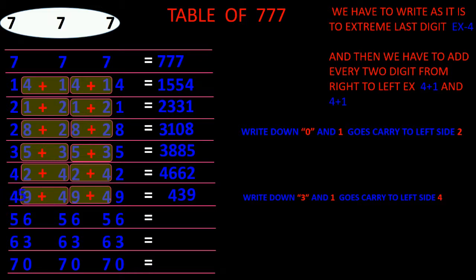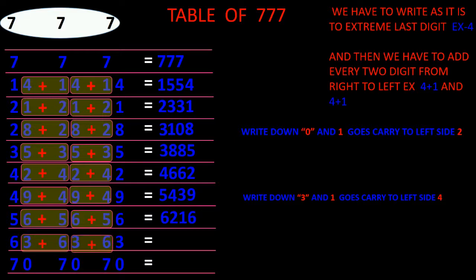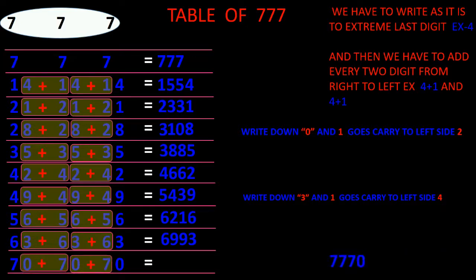And 4 plus 1 is 5. So 5,439. Next is not carry. So it is the same. Next is also same. And the last is also same. So this is the table of 777.